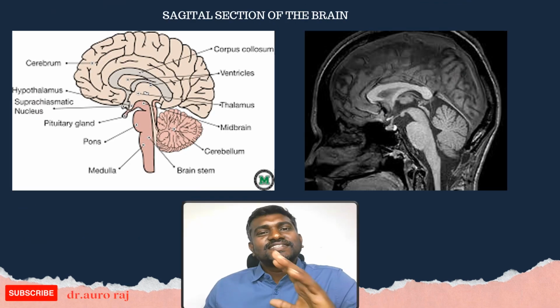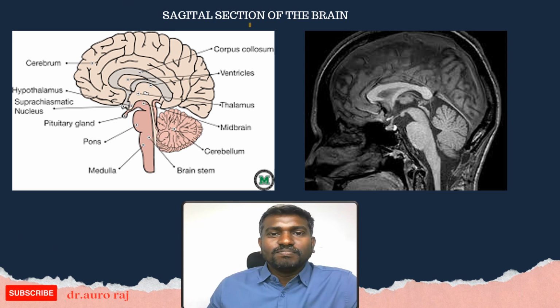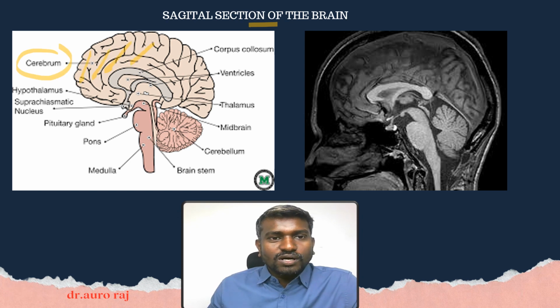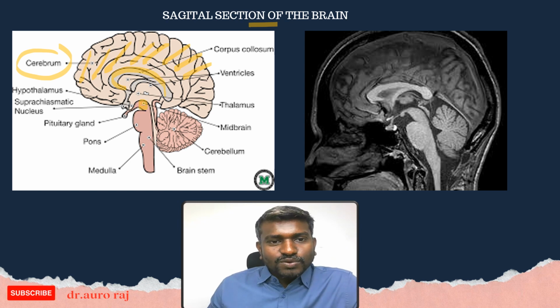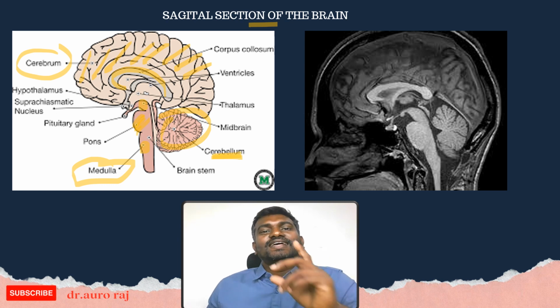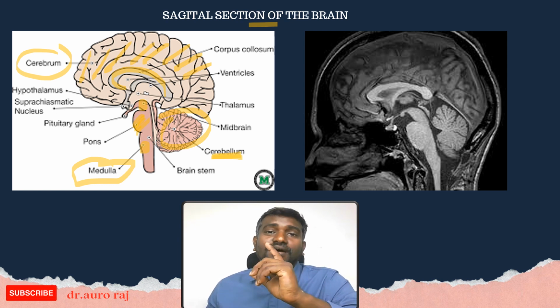Let's revise the sagittal section of the brain. Let's focus on the high-yield points. Number one, this is going to be the cerebrum. This area is going to be what? The cerebrum. And this is going to be our corpus callosum. Yes. And this is going to be what? The midbrain. This is going to be the pons. And here we have the medulla. And this region here, this is called as what? The cerebellum. Let's identify the same with the radiological images.